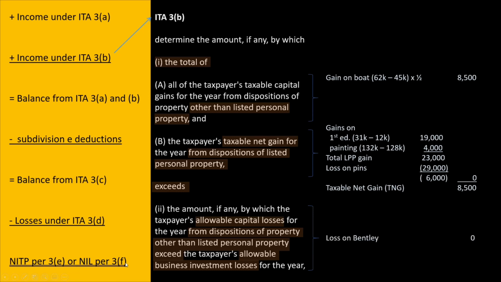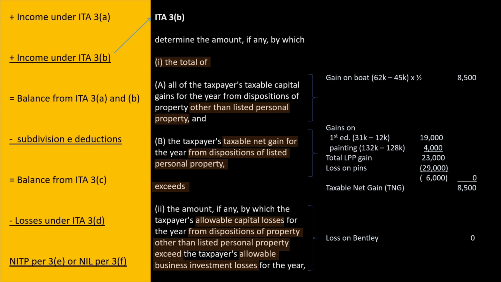Now finally, we deal with the loss on the Bentley. It's going to be no loss on the Bentley because it's personal use property. In order to be considered depreciable property, it's got to be used for the purpose of earning income. And this Bentley isn't used for that. So this Bentley, the loss is denied because it's personal use property.